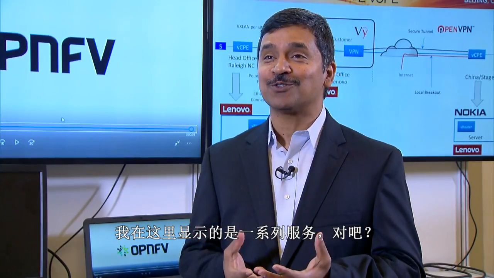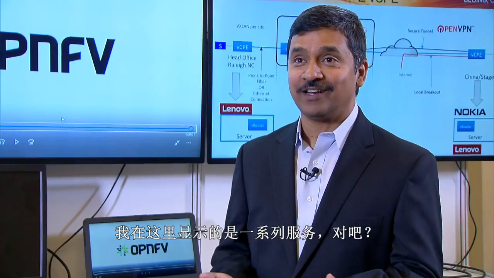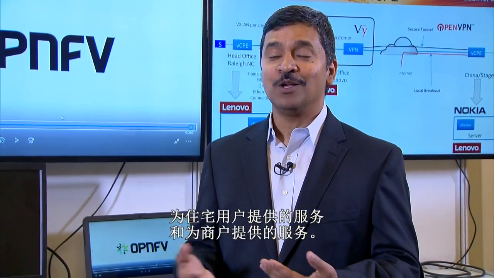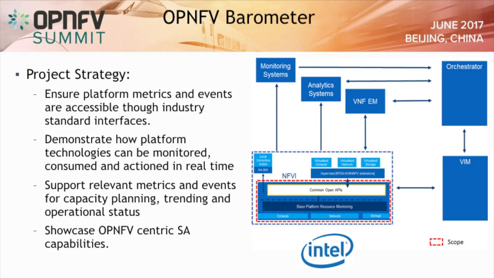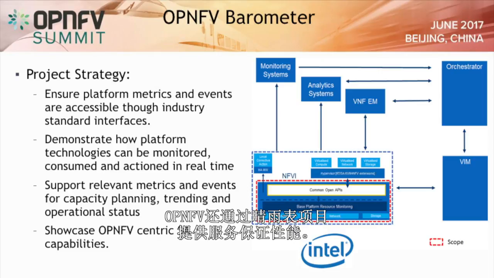So what I've shown you so far is a set of services, right? The residential service and business service. What I haven't shown you at all is how we are going to monitor that situation and where OPNFV really provides that. OPNFV provides multiple different services. One, OPNFV allows you to first test the scenarios together as part of the Yardstick project. OPNFV also has a service assurance capability through its Barometer project.